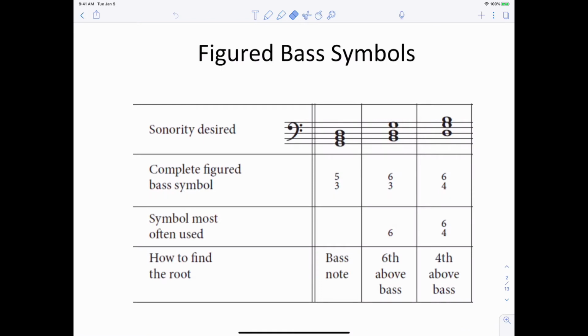If you take a look at the PDF attached to your assignment this week, you're going to find this chart. And it says exactly what I just talked about. It has the complete figured bass symbols. It has the symbol most often used, so the abbreviations. So see, there's nothing for a 5/3. There's only a 6 for 6/3, and the 6/4 is kept the same. And it also shows you how to find the root of the chord.